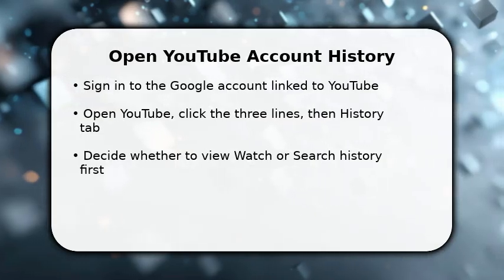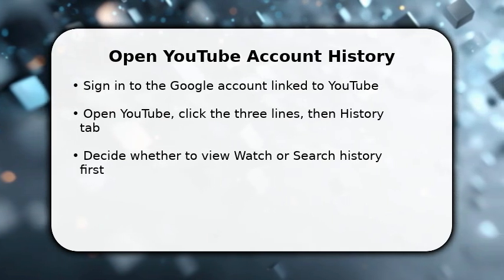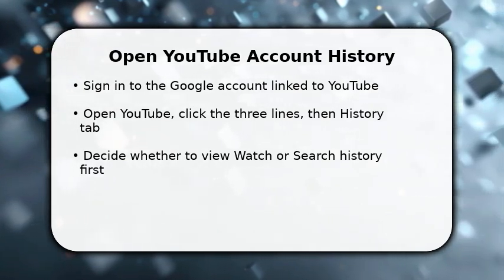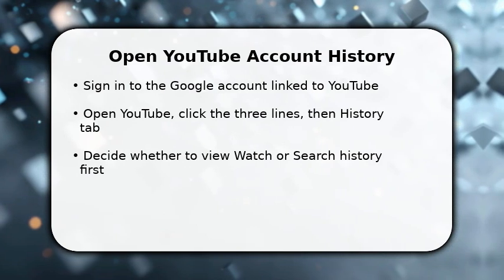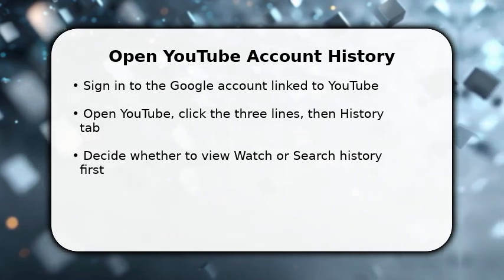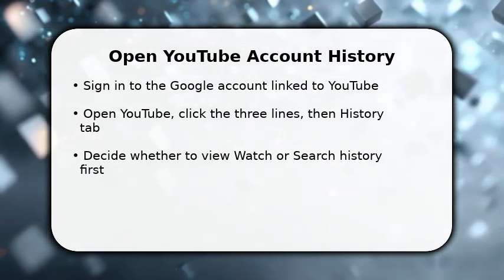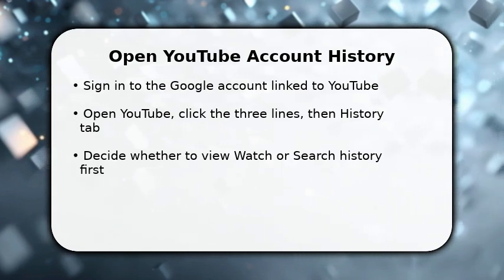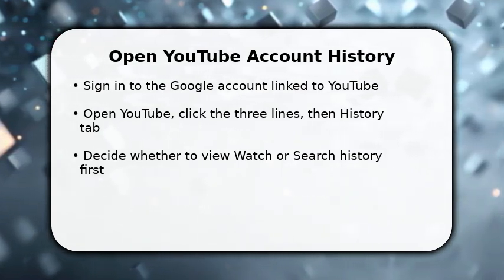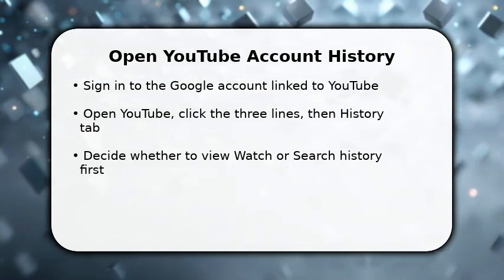You start by signing into the exact Google account that stores your YouTube history. Once signed in, open YouTube and tap the three-line menu. Select History immediately so you don't waste time. Make sure to choose which timeline you need, Watch History versus Search History, because each tracks different actions.